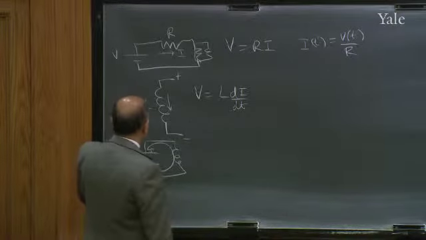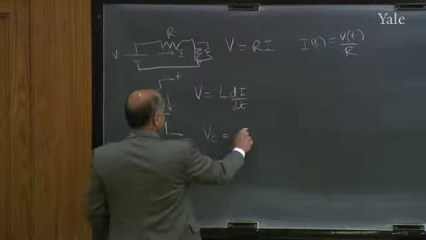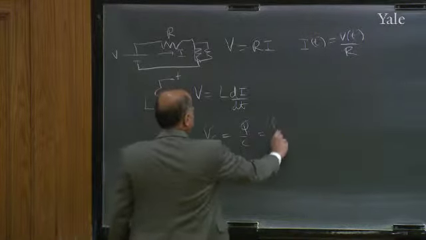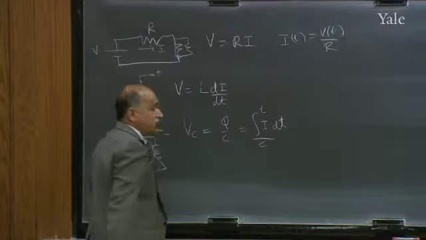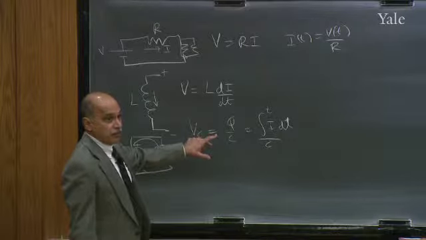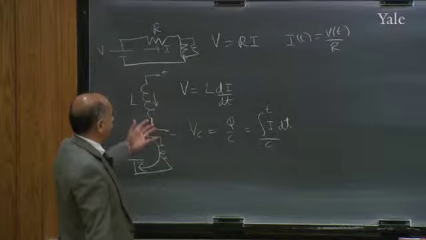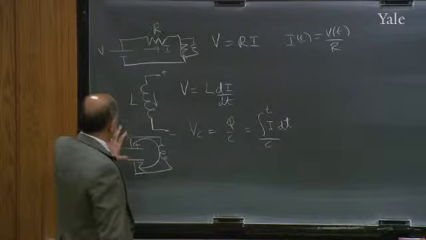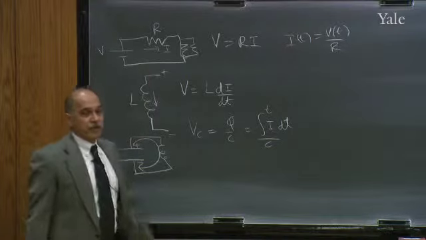So the inductor and capacitor are different from the resistor in two ways. One is the voltage across the capacitor is the charge on the capacitor divided by C, which, if you like, is the integral of the current up to that time divided by C. Again, calculus comes in. So these are the two differences. The relation between current and voltage involves either differentiating or integrating, and these are energy-storing circuit elements, compared to the resistor, where energy is dissipated.